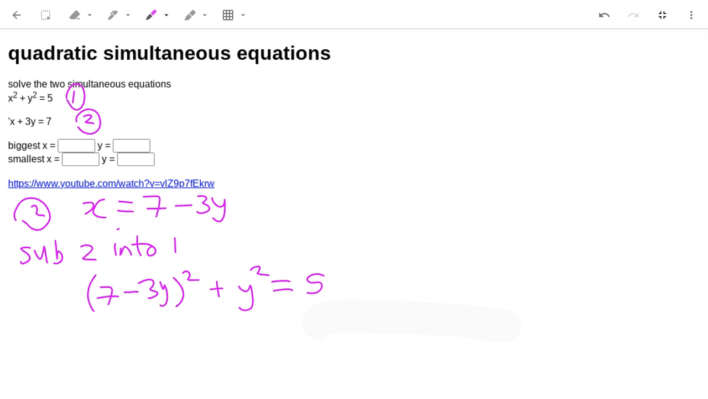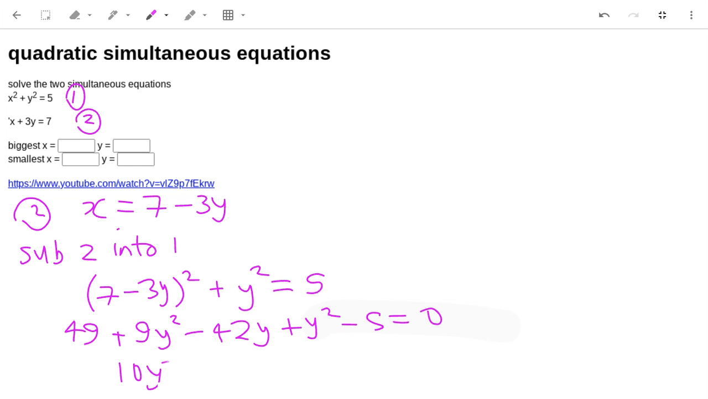Now I have to solve this equation for y. So the first thing I have to do is multiply out the brackets. That's 49 plus 9y squared, and the cross term is minus 21y, but it's two of those, so it becomes minus 42y plus y squared. I'm going to move the 5 onto the other side, and then I'm going to collect up my terms.